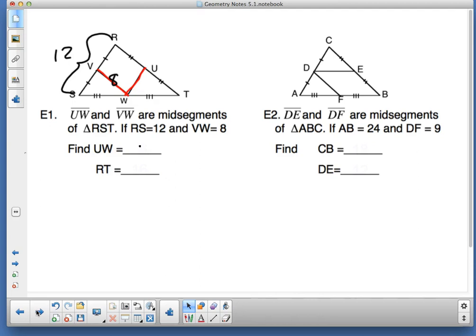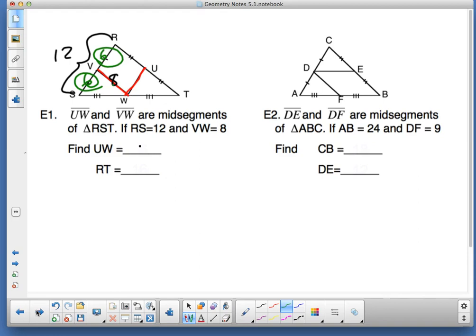Okay, so now, as we go through, I got this is 6, this is 6, because they're half of 12. And people are like, how did you know? Notice those markings, that they were marked the same. So I am showing that V is the midpoint by those marks. We also learned that VW is the mid-segment, so it connects midpoints, so that's how we knew as well.